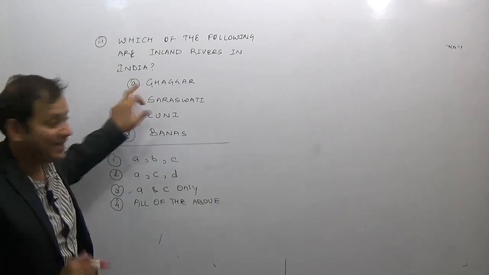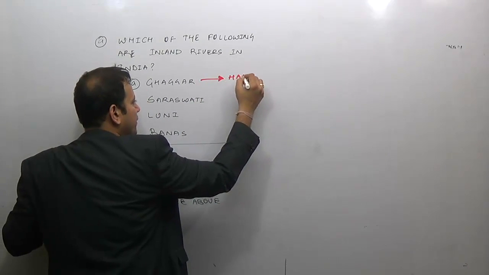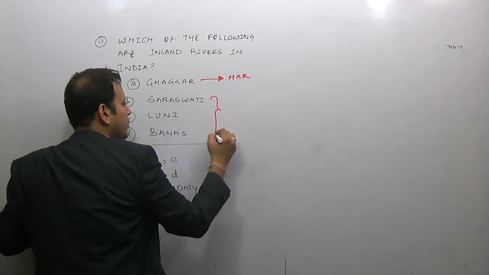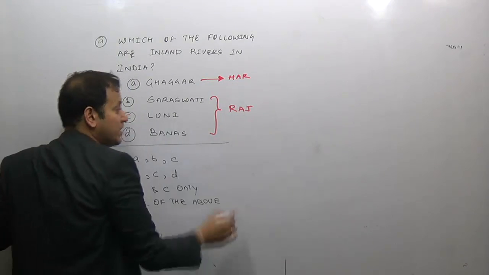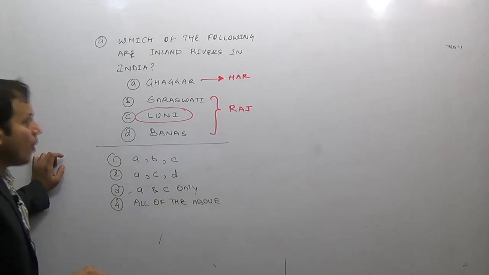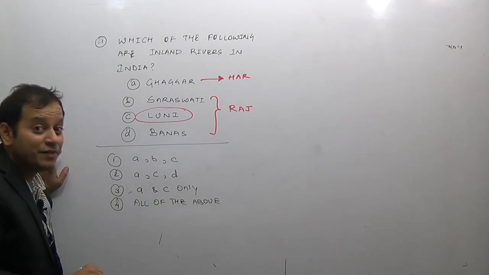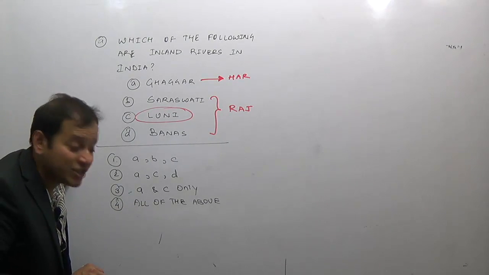Ghaggar in which state? In the Haryana region. Majorly a river of Haryana. Saraswati, Luni and Banas are majorly the rivers of Rajasthan. Which is the biggest? It is the river Luni. Why inland? Because they do not meet the sea. Where do they drain? They drain into the Rann of Kutch region.